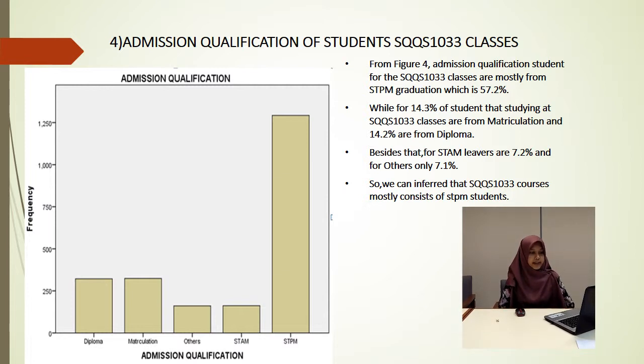From figure 4, the admission qualification of students in the SQQS 1033 classes are mostly from STPM graduation, which is 57.2%. Whereas 14.3% of students that study in the classes are from matriculation and 14.2% are from diploma. Besides that, STEM leavers are 7.2% and others only 7.1%. So we can infer that SQQS 1033 course mostly consists of STPM students.